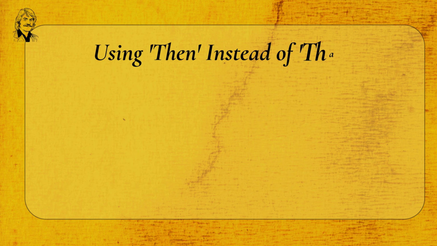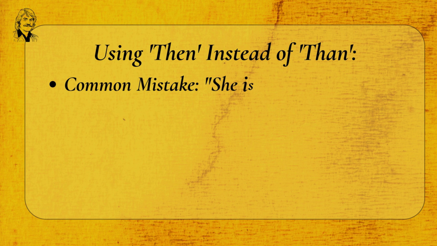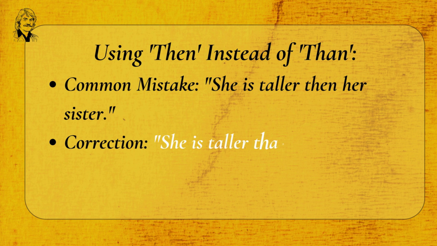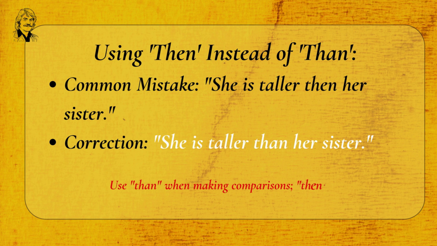Using then instead of than. Common mistake: she is taller than her sister. Correction: she is taller than her sister. Use than when making comparisons; then is used to indicate time or sequence.